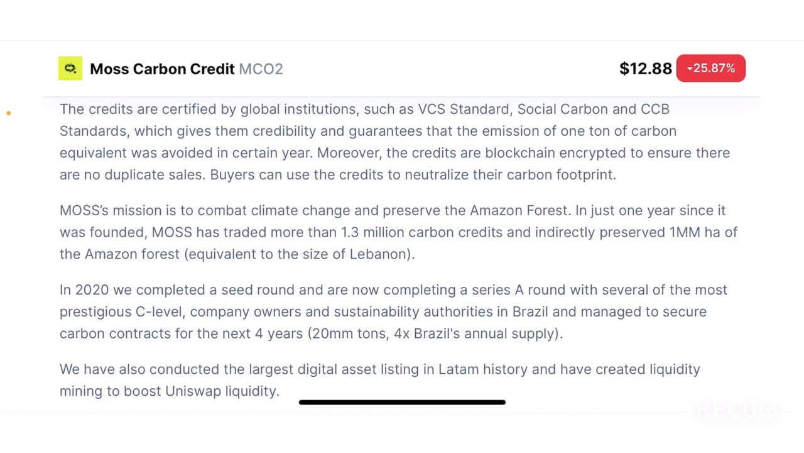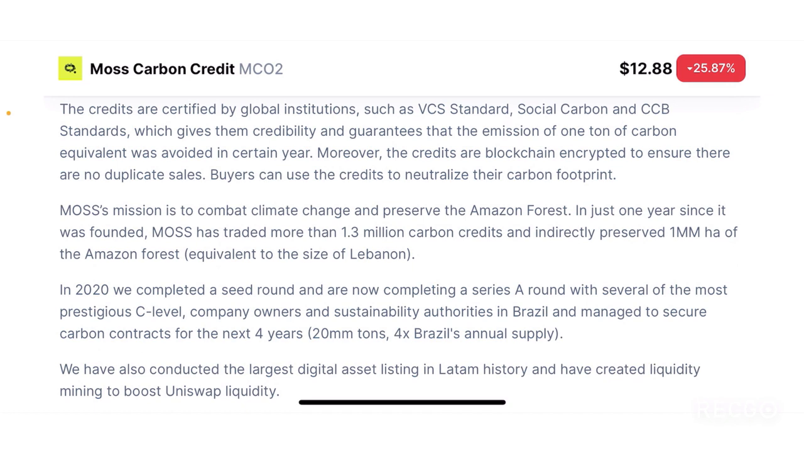And moreover, the carbon credits are blockchain encrypted to ensure that there are no duplicate sales. Since it's all tracked within the blockchain, there is no real double spending of carbon credits. So you can't necessarily falsify or scam people because it's all on the blockchain and anyone can verify the transactions, right? Buyers can use the credits to neutralize their carbon footprint.